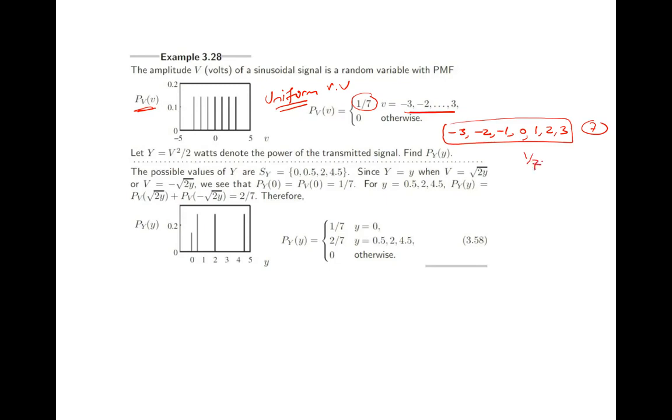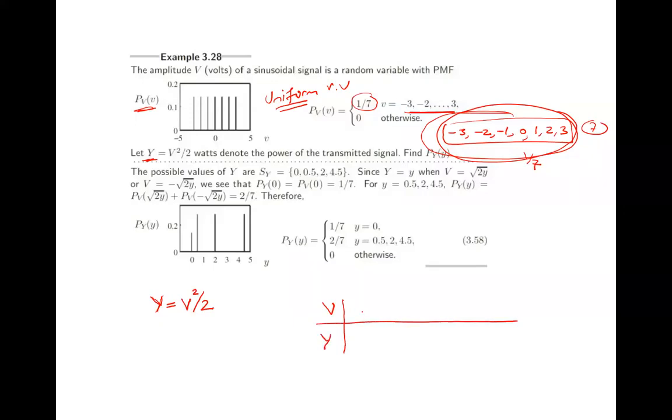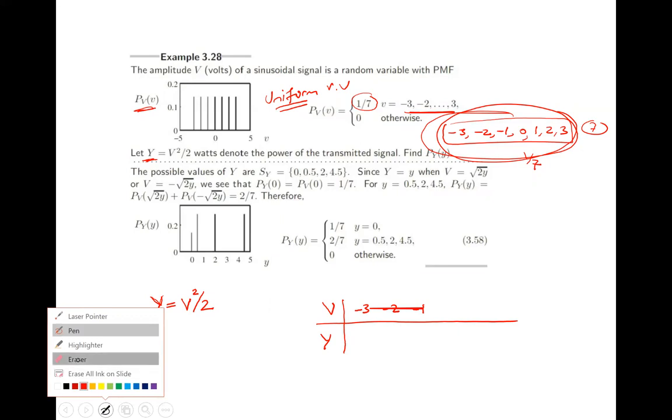Now, we define a new random variable, y. And y is v squared over 2. So then we can determine the values of y with the outcomes of v. Let's say this is v and this is y. V takes on the values minus 3, minus 2, minus 1. I'm sorry.